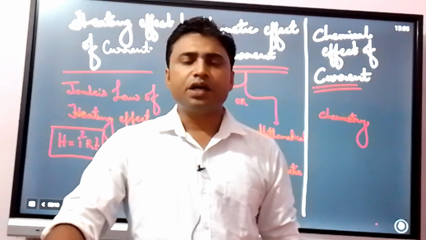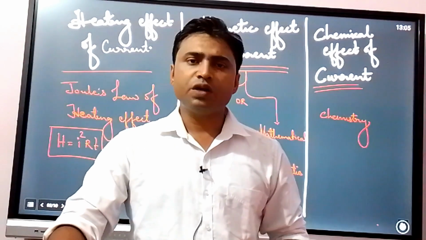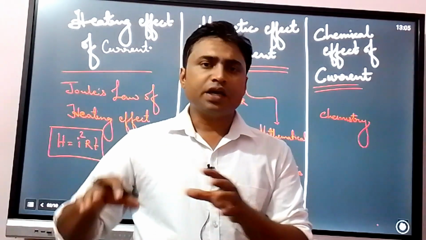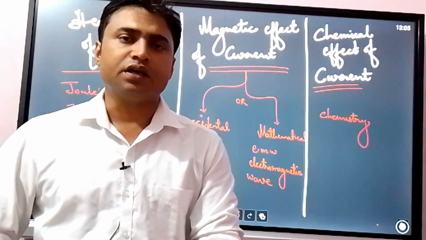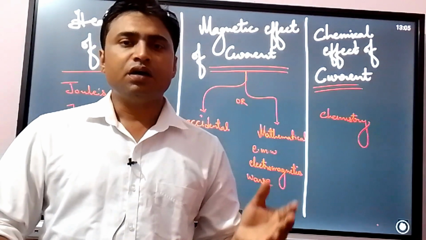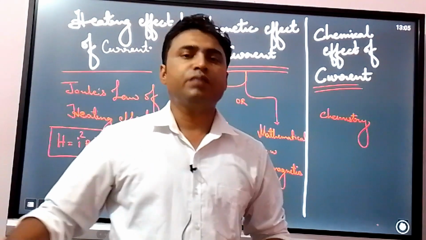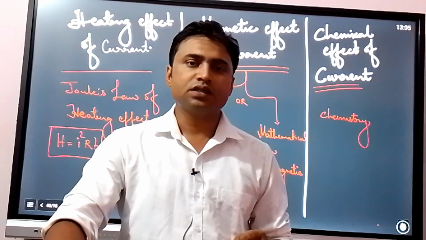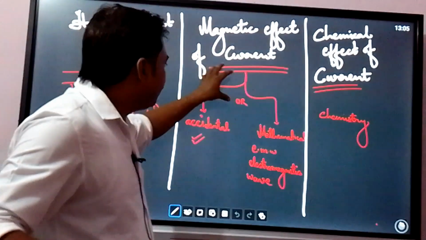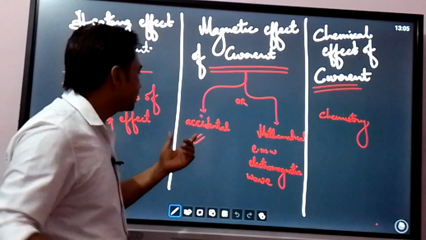such as the electromagnetic wave. In optics you will study electromagnetic waves. We cannot see electromagnetic waves, nor can we feel them. So the discovery of electromagnetic waves was mathematical. Maxwell discovered the electromagnetic waves with the help of mathematics. But in the case of the magnetic effect of the current, its discovery was accidental.